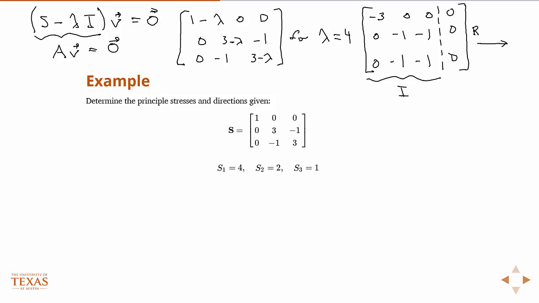So I can just say minus row 2 plus row 3, right? And I'll write the result over here. I have minus 3, 0, 0, 0, minus 1, minus 1, 0, 0, 0. Okay, so I've dropped the zeros on the far right side. And then I can just divide the first row by 3 or minus 3, or however you want to do it.